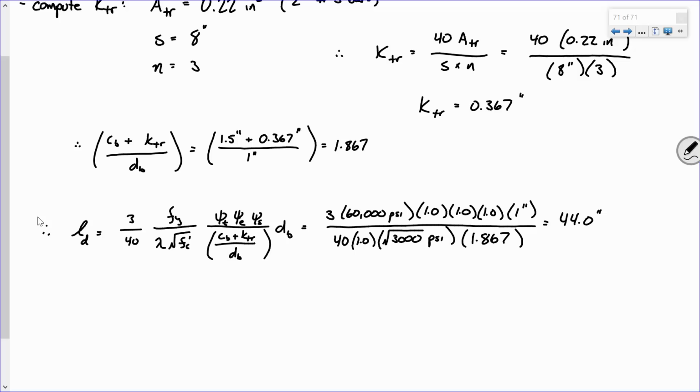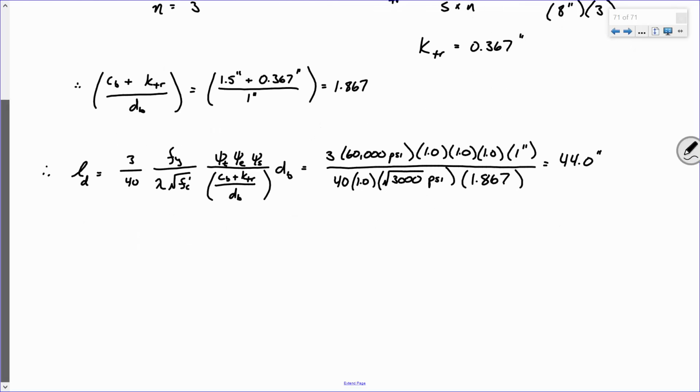inches. So before, what did we get? We got like 58 something, right? So that distance has been cut significantly just by that little number right there, okay? I mean, you cut a foot off of the embedment of that bar just by throwing that number into the calc. It's definitely worth mentioning. All right, make sense? Okay. Anybody have any questions?